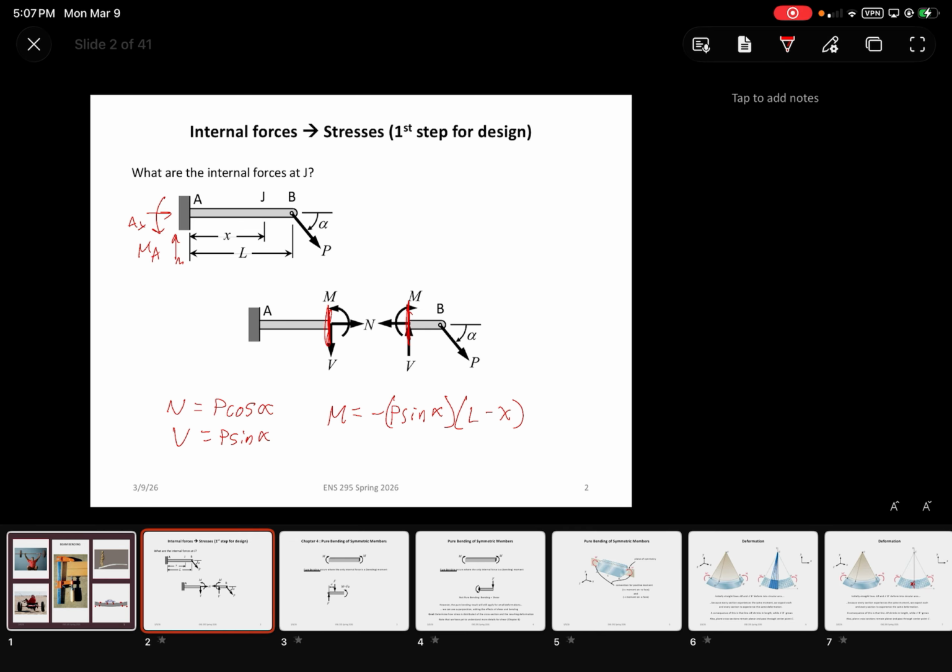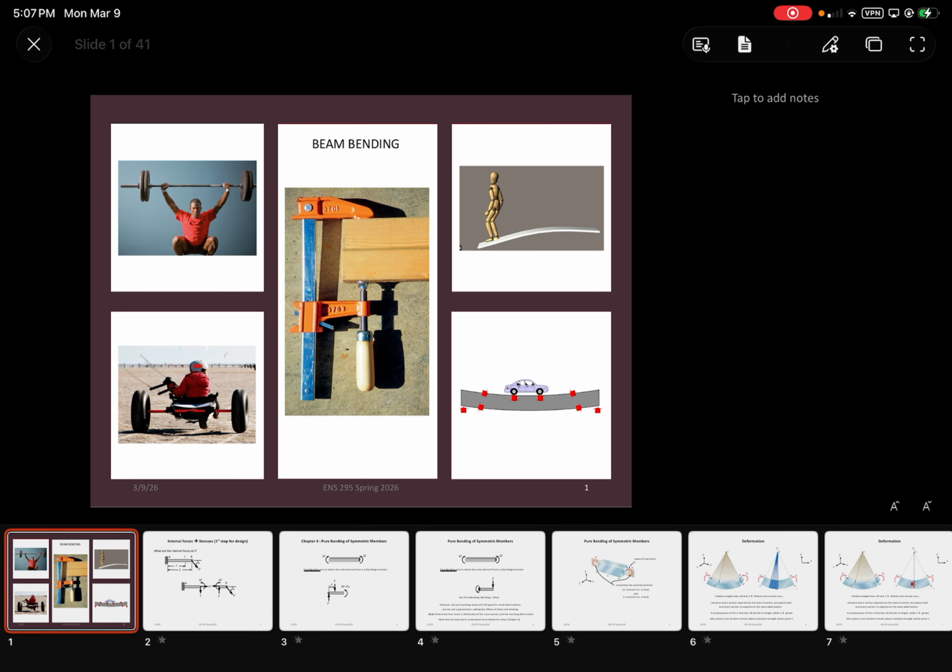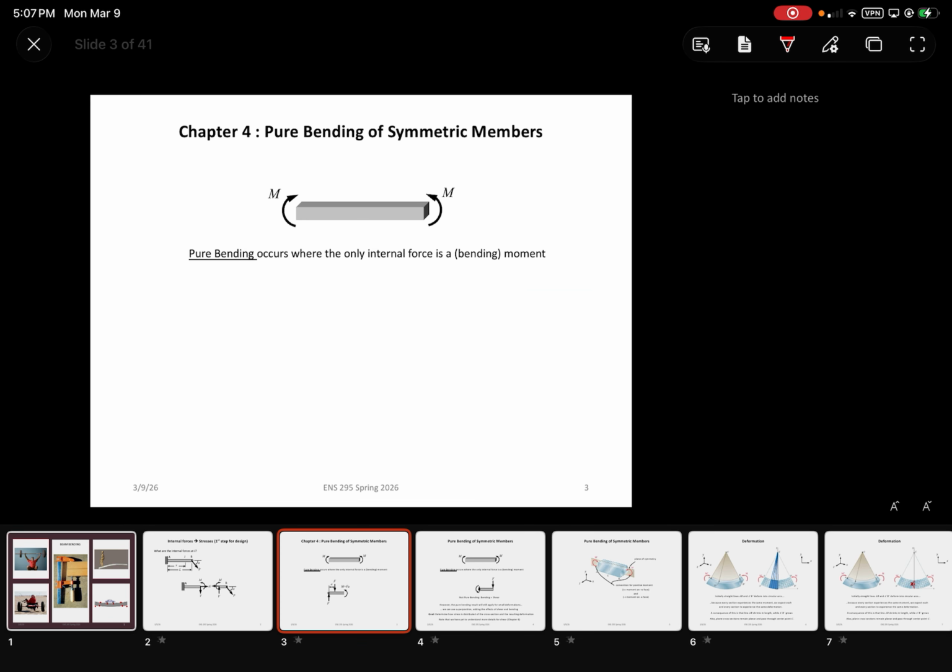Specifically, what we're going to be dealing with in this lecture for this chapter is what we consider pure bending. Pure bending is basically when you don't have any axial or shear forces, but explicitly only internal moments within the beam. You could think of it like if you have a pencil and you twist the ends, that would be considered pure bending. There wouldn't be any shear forces, because then there would be no sliding. It's just pure bending. So pure bending occurs when the only internal force is what we call bending moment.